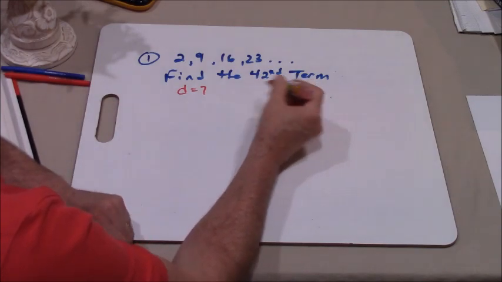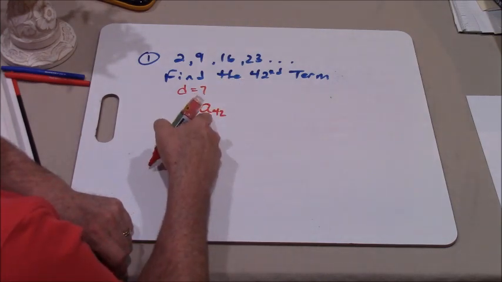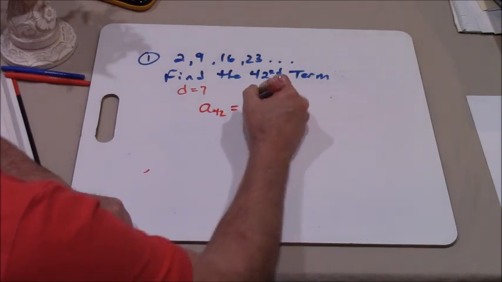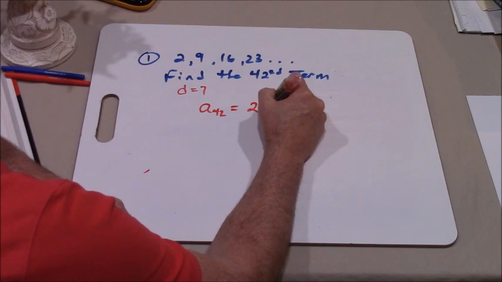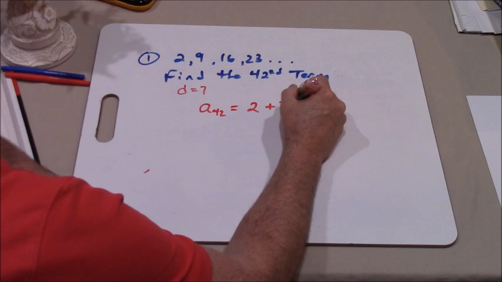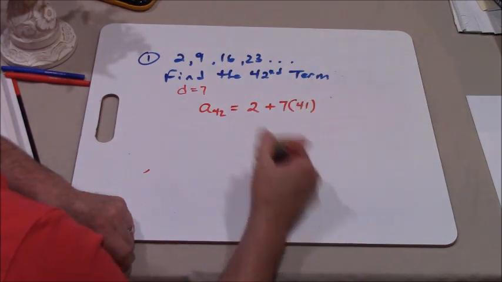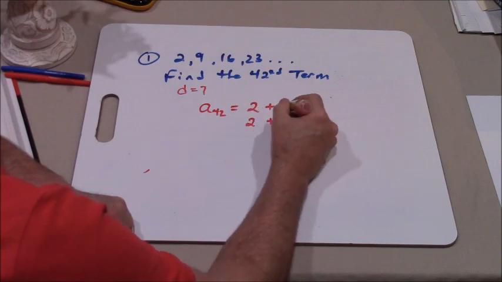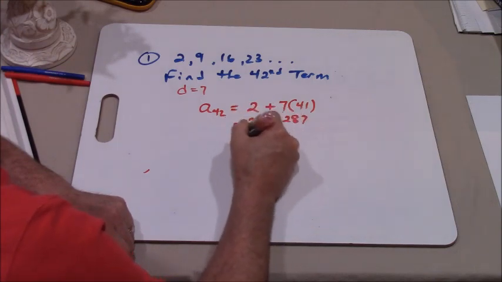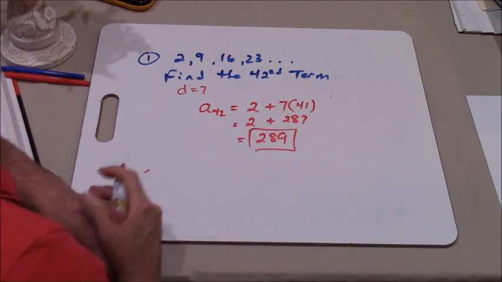So if I use this kid's formula, a sub 42, that'd be my 42nd term in the arithmetic sequence. It's going to equal my first term, which was 2, plus the amount that I'm adding, that's 7. And I'm looking for the 42nd term, so I need to multiply that by 1 less, which would be 41. And so what I have here is 2 plus, this would be 287. Add those together, and you get 289. There's our 42nd term.